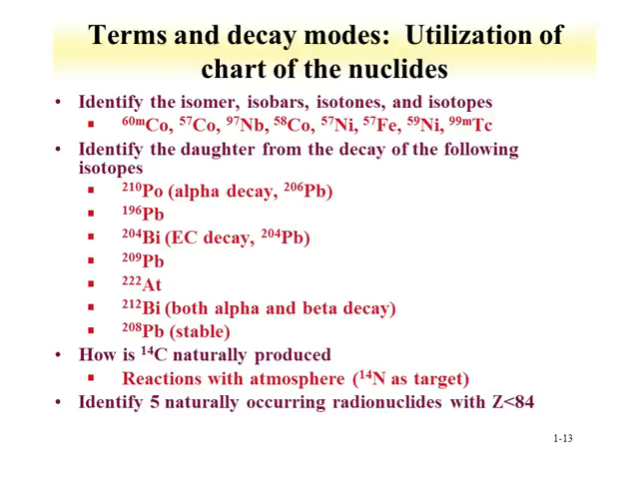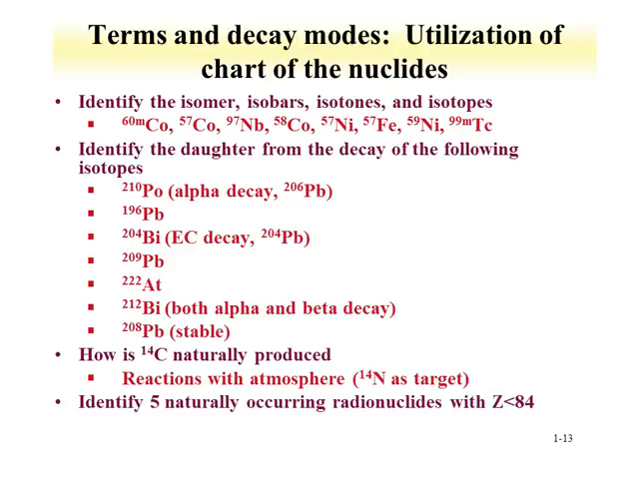Okay, so based upon what we've discussed already on the chart of the nuclides, you should be able to identify isomers, isobars, isotones, and isotopes. For instance, isobars here, we could say that nickel-57, iron-57, cobalt-57, those are isobars of 57. You should be able to identify the daughter from the decay of the following. So if you were given an isotope and look up the chart of the nuclides, you should be able to indicate what is the daughter of that decay.